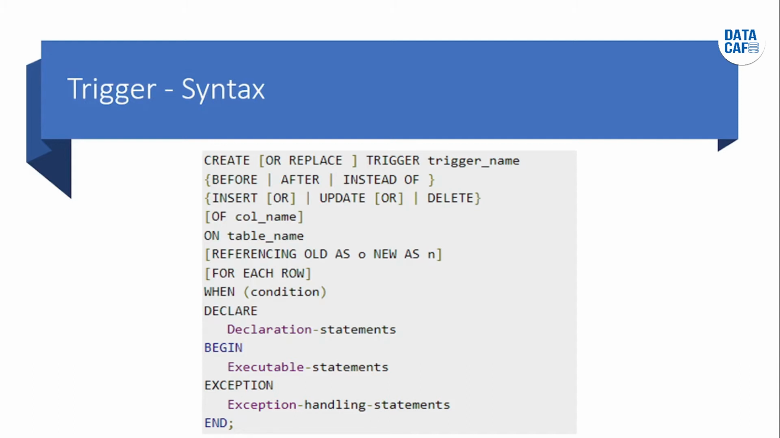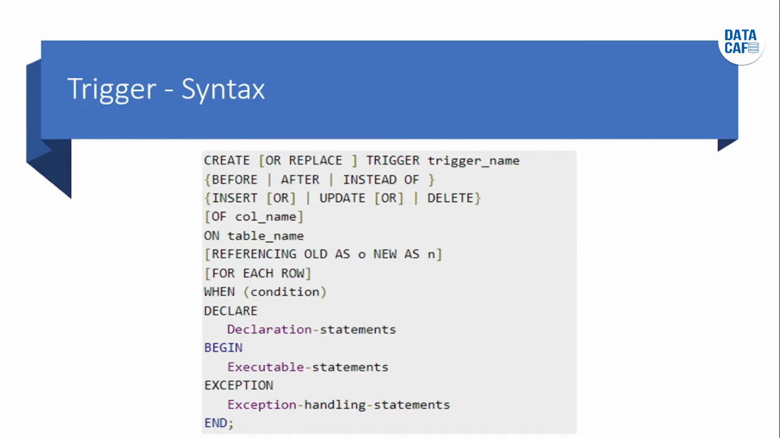Then FOR EACH ROW specifies a row level trigger. The trigger will be executed for each row being affected. Otherwise, the trigger will execute just once when the SQL statement is executed, which is called a table level trigger. After that, the WHEN condition provides the conditions for which rows the trigger would be fired. This clause is valid only for row level triggers. Likewise, the exceptions part is also there. This is the basic syntax of the PLSQL trigger.